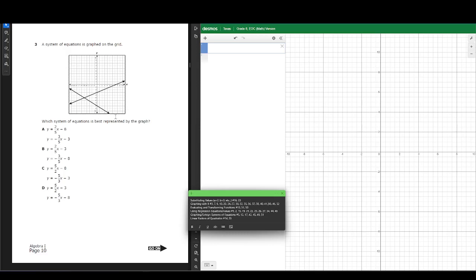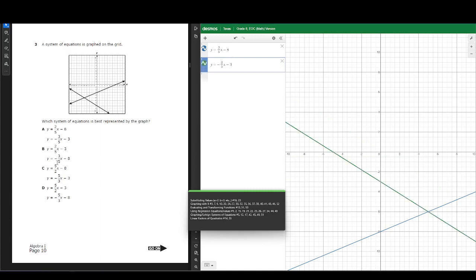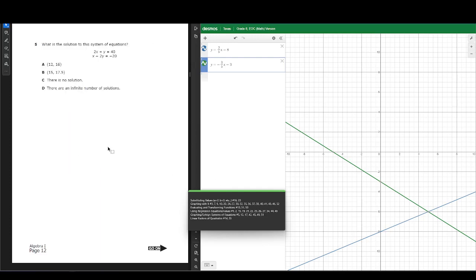So here's a system on number 3. It says which one is represented by the graph. I can literally just graph what I see in these answers: y equals 2/5 x minus 8, and y equals negative 3/5 x minus 3. That one doesn't match the picture, so I move on and graph the other ones by changing these numbers around. The key thing to keep in mind with graphing is that you generally want to graph with y and x as the variables. If they give you different letters, then use those letters instead. Like I said, there are lots of examples of how graphing can be helpful. It helps with tons of things.